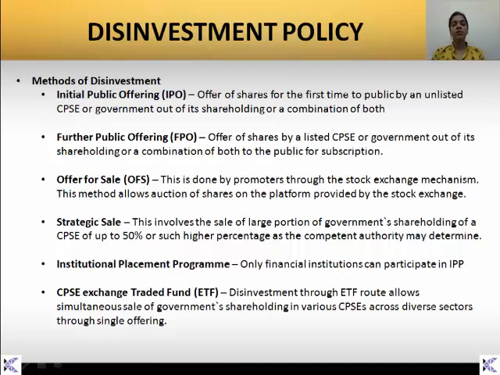Further public offering, FPO, was also introduced, through which the offer of sale by the listed CPSE or government out of its shareholdings or a combination of both was made to the public for subscription.